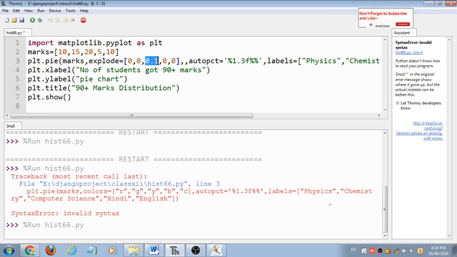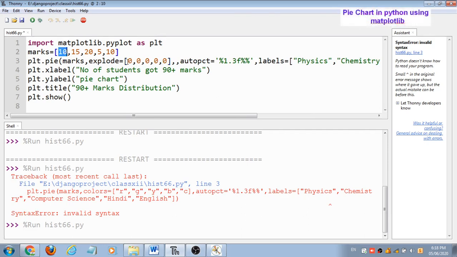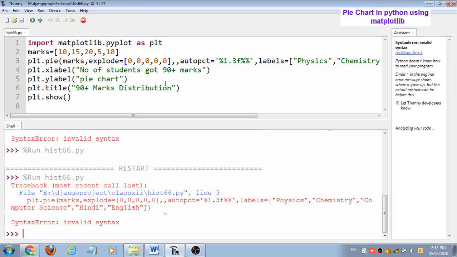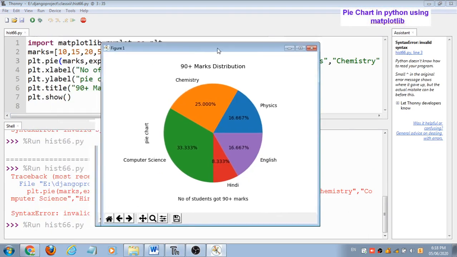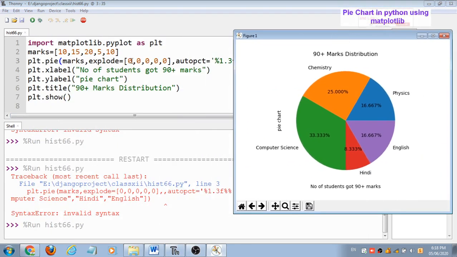You can see explode equals 0, 0, 0 means for this 10 the explode value is 0, for this 15 the explode value is 0. What is the explode value? Explode value 0 means all the slices are adjacent to each other. By default this is 0 for all values, so all slices are very close to each other.